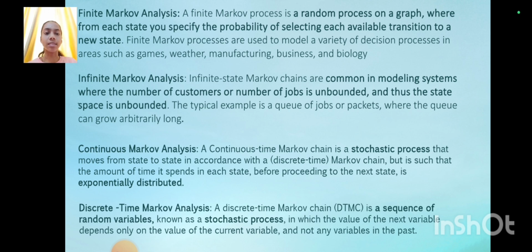Continuous Markov analysis. A continuous time Markov chain is a stochastic process that moves from state to state in accordance with a discrete time Markov chain, but is such that the amount of time spent in each state before proceeding to the next state is exponentially distributed. Discrete time Markov analysis. A discrete time Markov chain is a sequence of random variables known as a stochastic process in which the value of the next variable depends only on the value of the current variable and not any variables in the past.